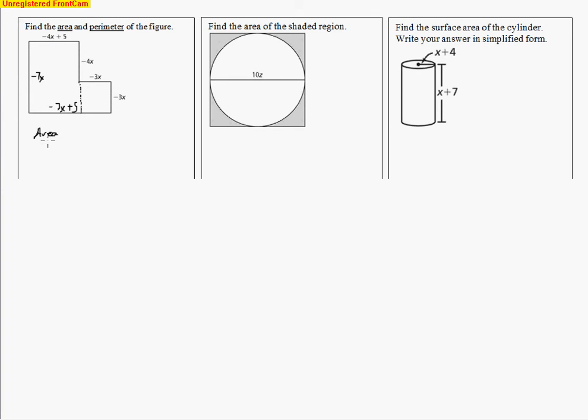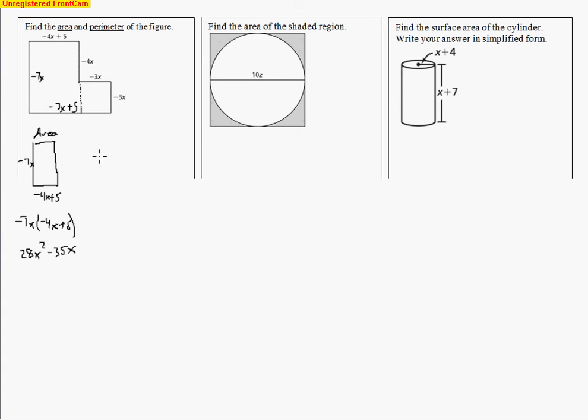And then I will find the area by multiplying the base times the height. So I'll go ahead and write it this way. I'll show my rectangle. And this side right here was negative 4x plus 5. This side was negative 7x. And so I go ahead and multiply negative 7x multiplied by negative 4x plus 5. So when I do that work, I get a 28x squared minus 35x.